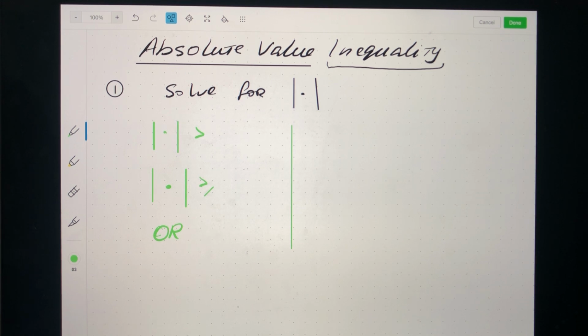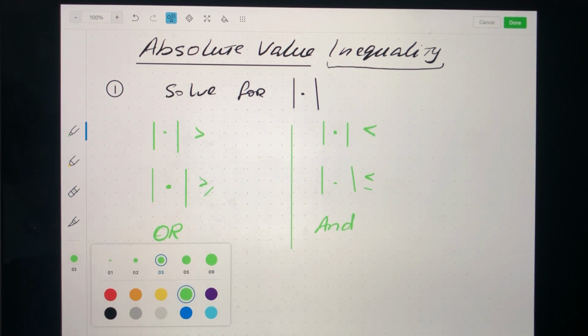On the other hand, when we solve for the absolute value, we could get either less than, or less than or equal to. These are called AND.